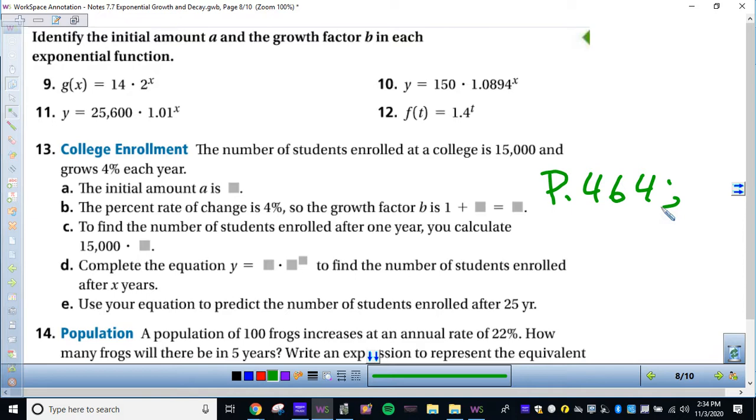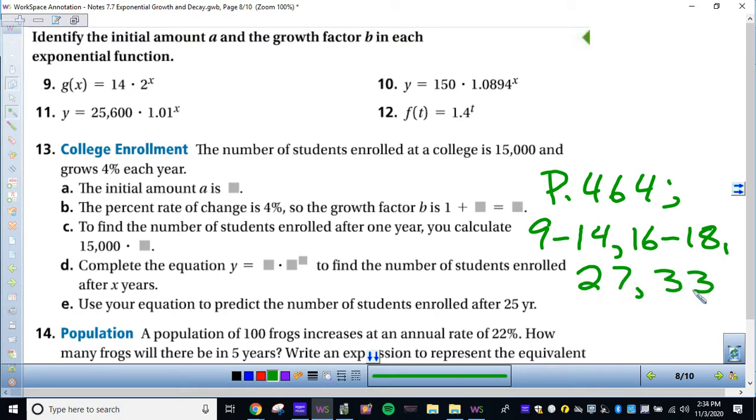I'll check, Dominic. It should be in week 11, or you can click on the calendar, but I'll double check to make sure it is posted. Regardless, you can start it because it's up on the screen here. 9 through 14. If I don't say evens or odds, that means it's all. 9 through 14, 16 through 18, and two more: 27 and 33.